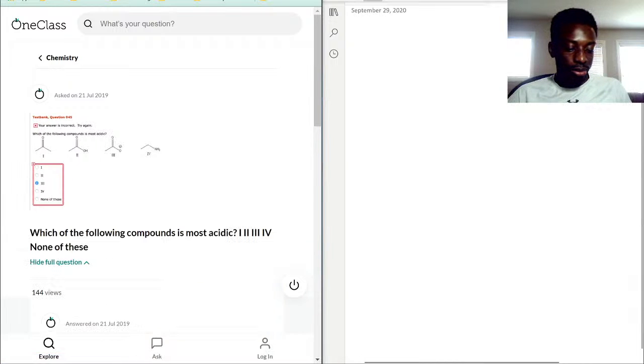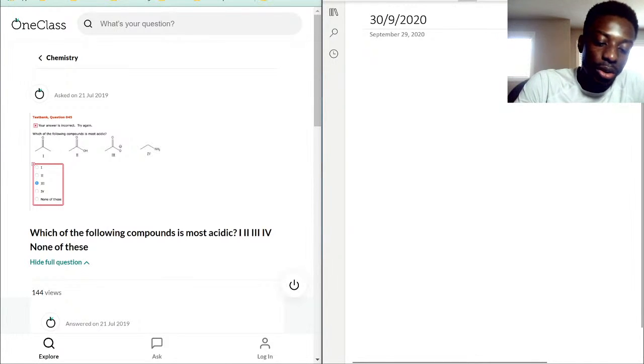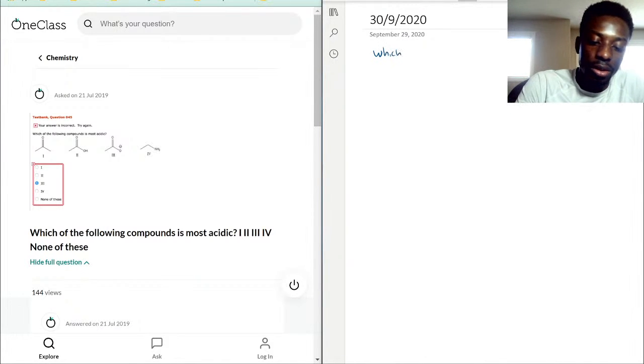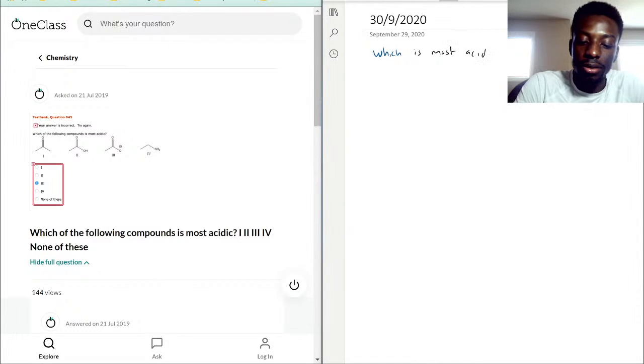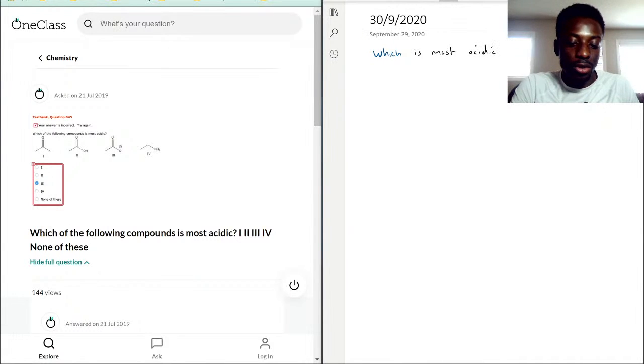Okay, so this question here is just asking, of these 4 components, which is the most acidic? So which is most acidic? So with that, let's find out which ones they're talking about.